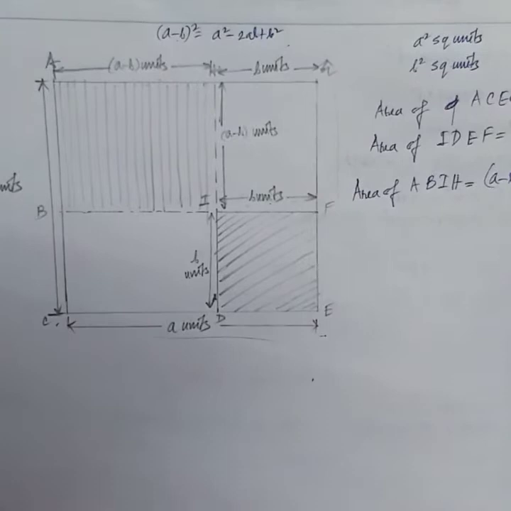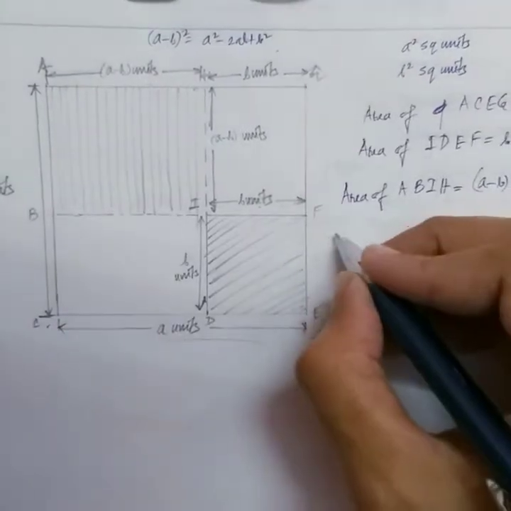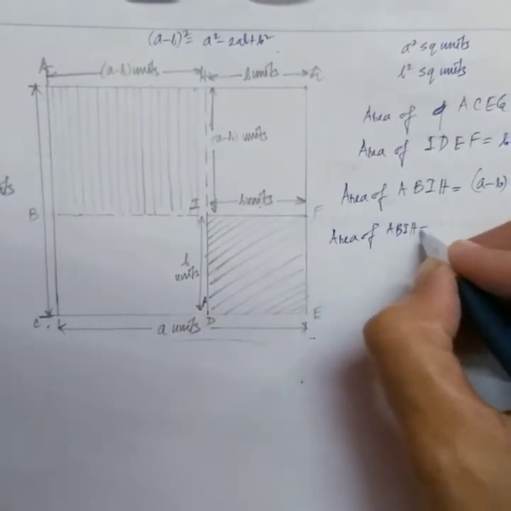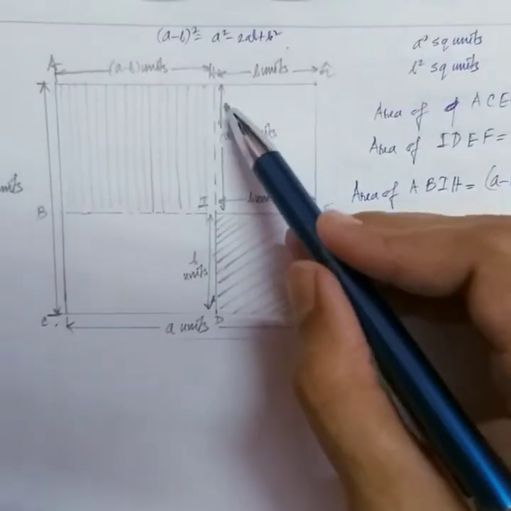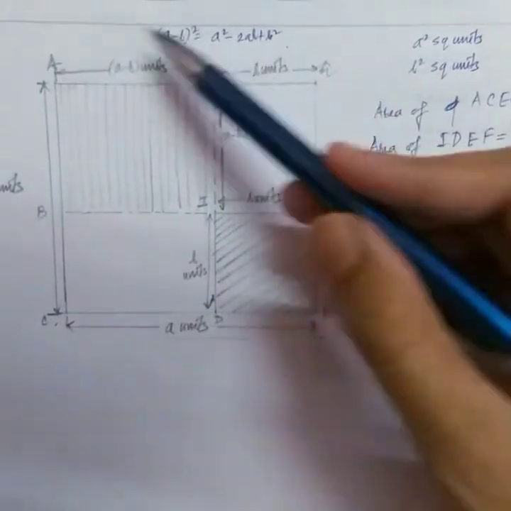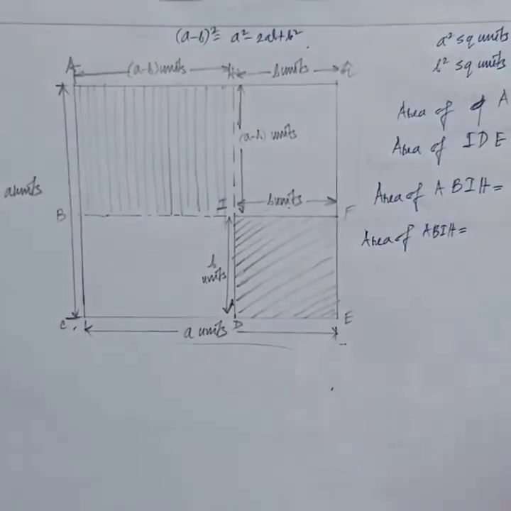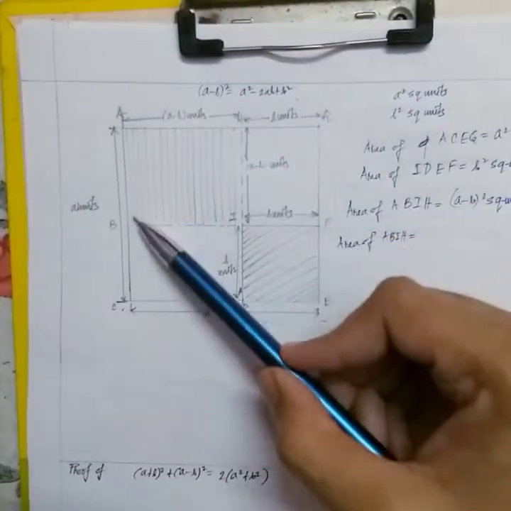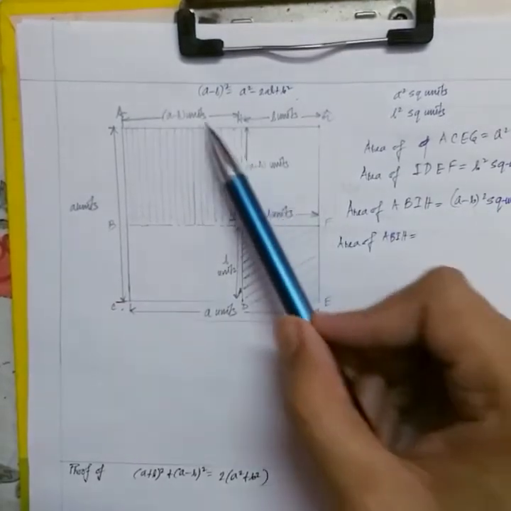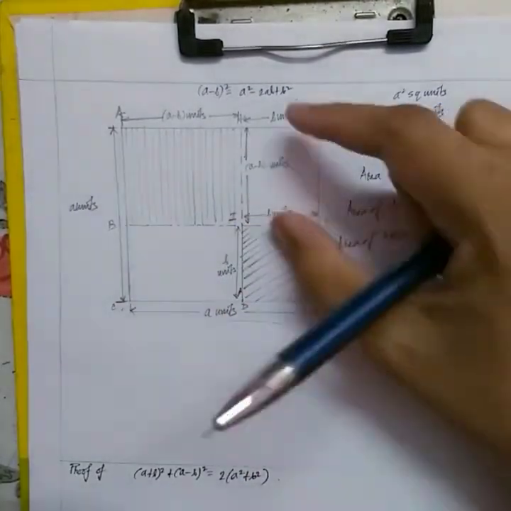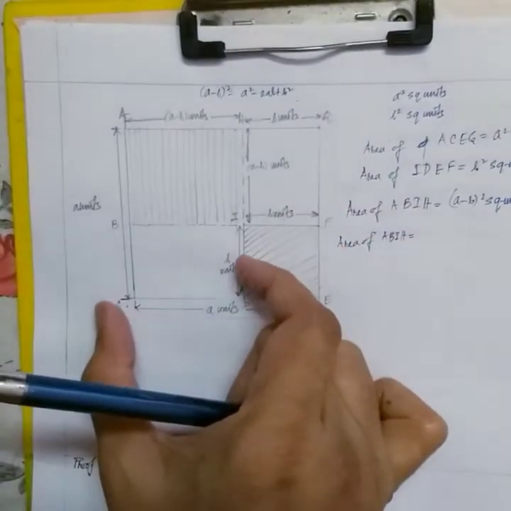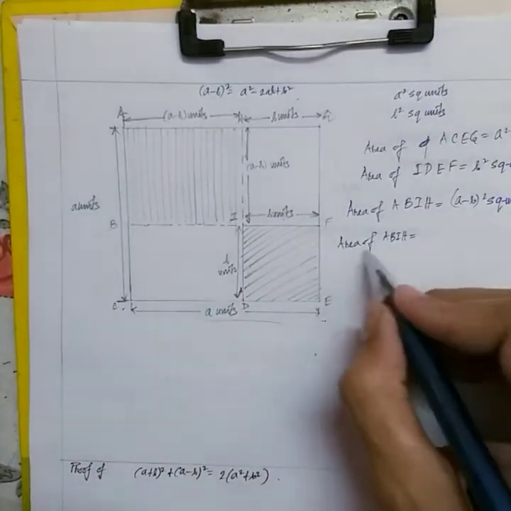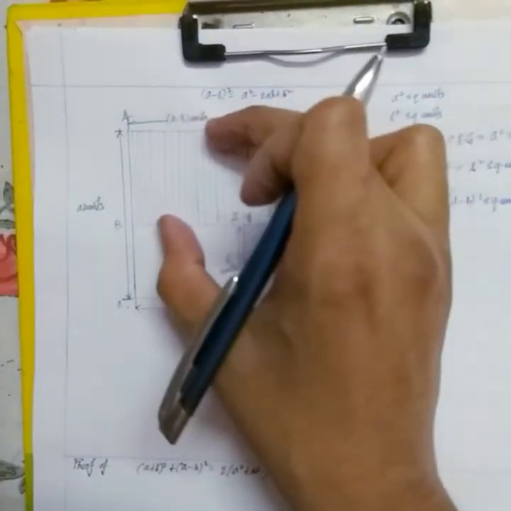But if I try to find out the area of this same square from the picture, what can I write here? Area of ABIH is obtained by subtracting the sum of this area and this area from this entire area. This is the whole picture. From this whole picture I need only this much portion, right? So if from this entire picture I subtract this part and this part, then I shall get this area, right?